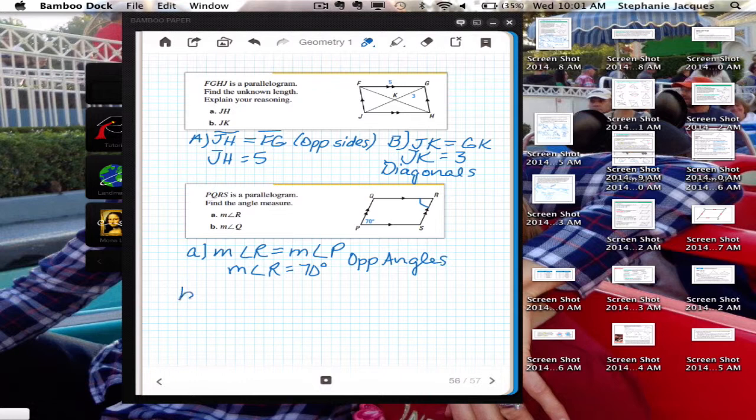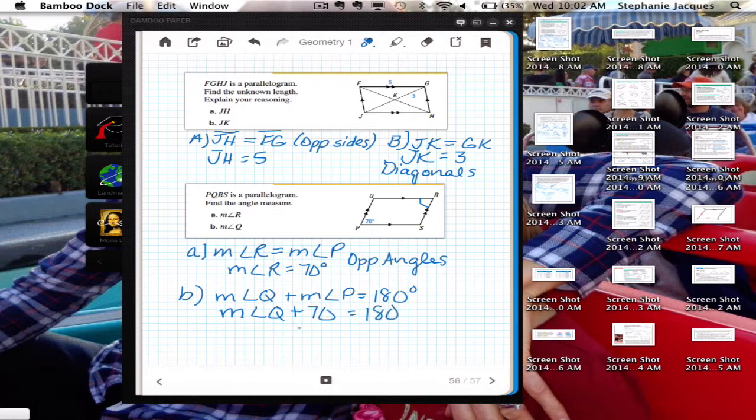Let's look at B. So I have the measurement of angle Q that I want to find. Angle Q is right here. It's right next to this other one, and it's right next to R. So I know that the measurement of angle Q plus the measurement of angle P should equal 180. I know that P is 70, so through substitution I can plug that 70 in there.